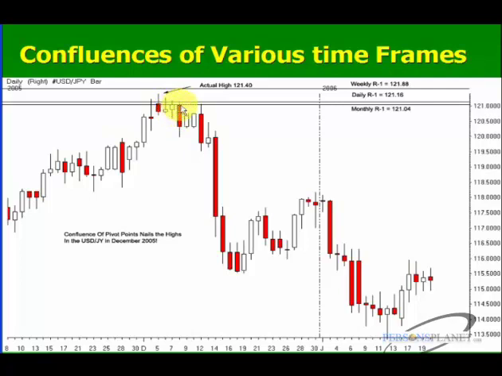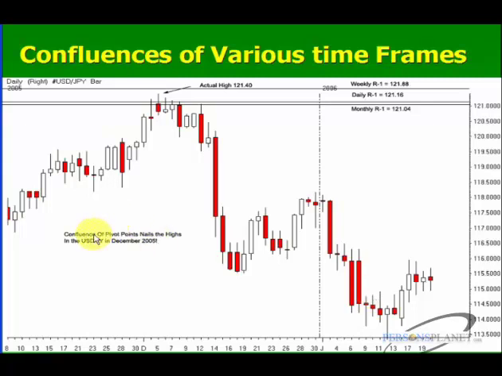And then we did what? We closed below the open. We closed below prior time periods' lows, thus generating a major sell signal in this market. Lo and behold, right here at our confluence of resistance. And that was quite a healthy retracement move to the downside in the Japanese yen. Those are the signals that you really want to watch for.